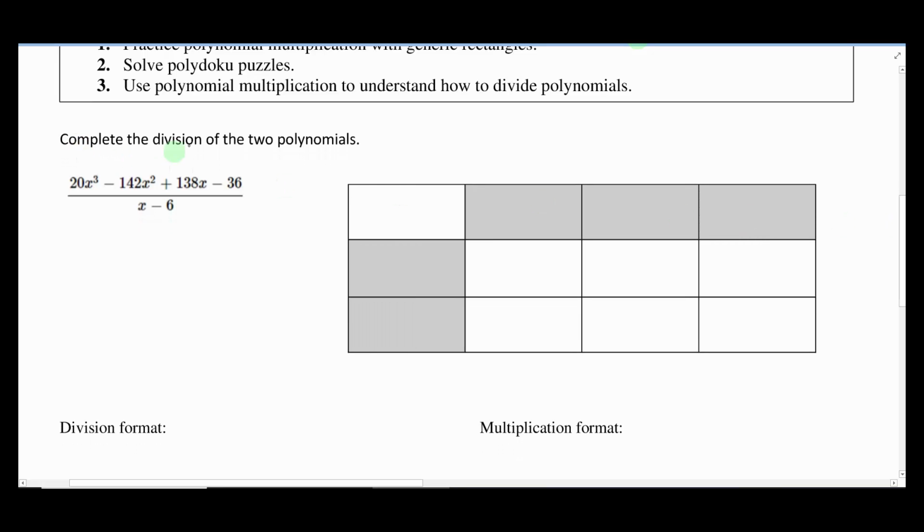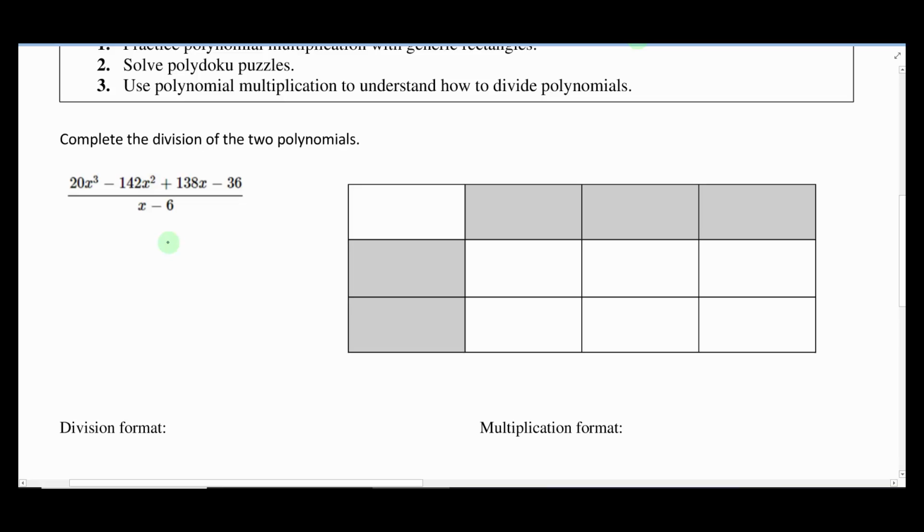All right, so here we are dividing two polynomials. What they're referring to here is this polynomial, 20x to the third minus 142x squared plus 138x minus 36. And the second polynomial, the one that is being divided into that one, is x minus 6. Okay, so we're dividing these two things.